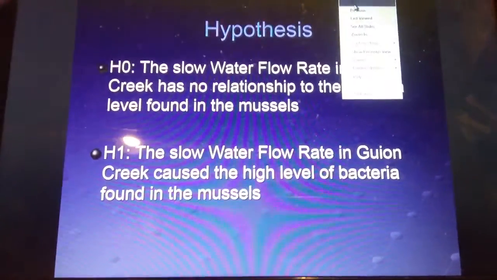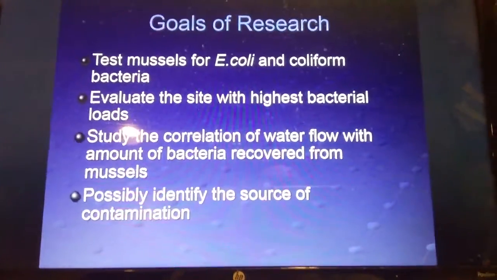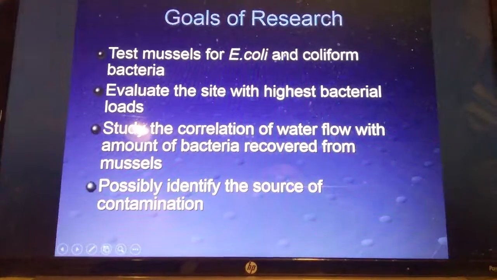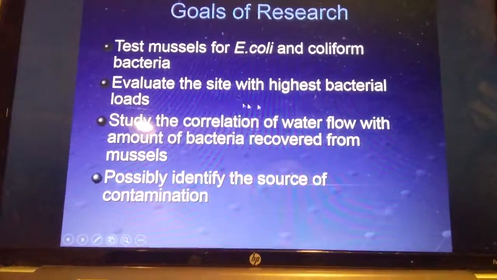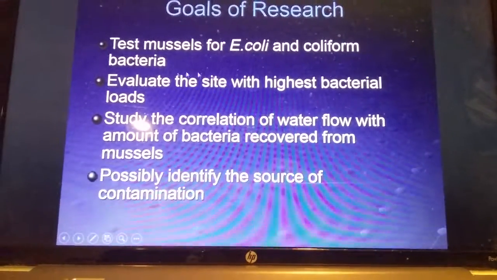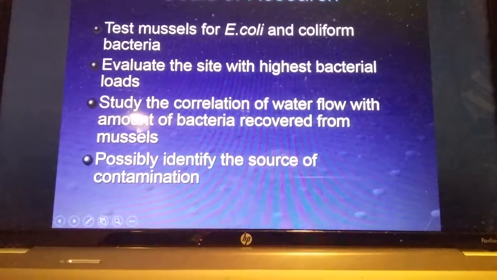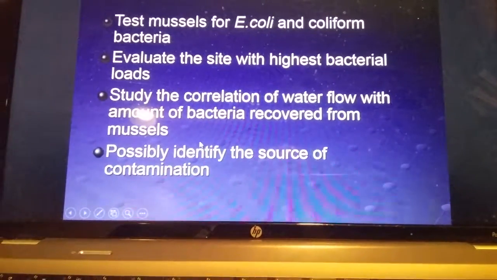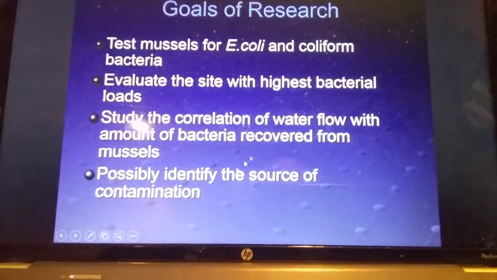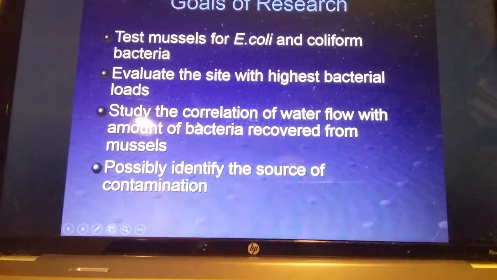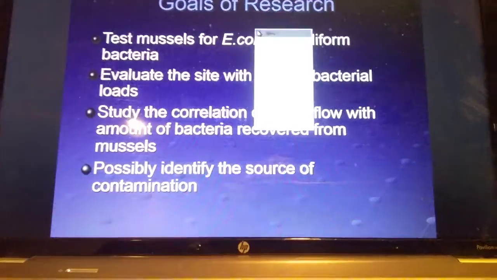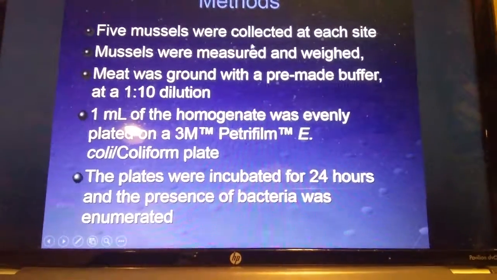Okay, all right, so next. There's another goal in the research. We look at the mussel, the bacteria, and look at the site to see if there are high levels of bacteria. The main goal is the correlation of the water flow rate with the amount of bacteria. And possibly, we are hoping to identify the source of the contamination, but sometimes you may not get to it.